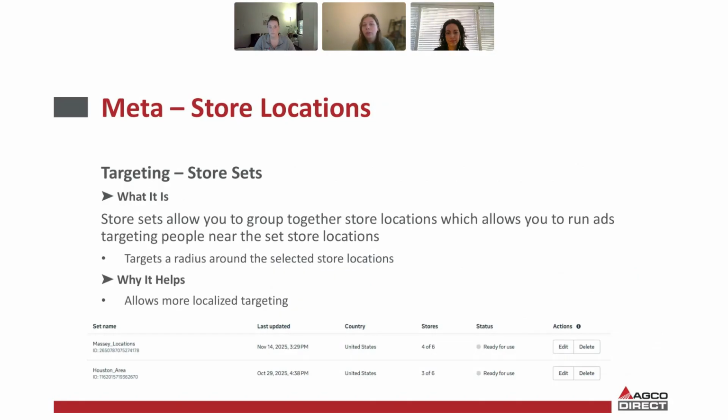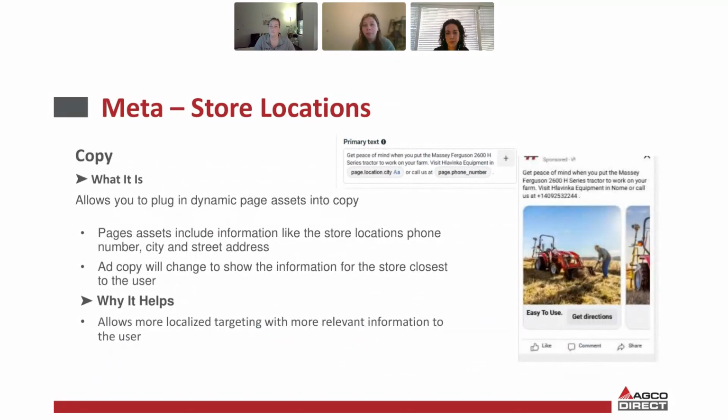Next is how store locations can be used in ad copy. Meta lets us use dynamic page assets in the text of our ads. That means we can automatically pull in details like the store's phone number, city, and street address. The ad will then change dynamically to show the information for the store closest to each user. We have an example of that up on the screen here.